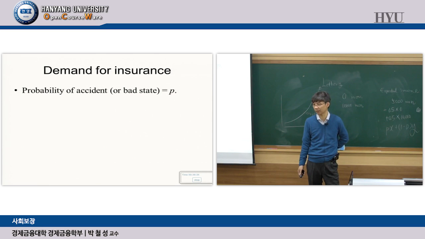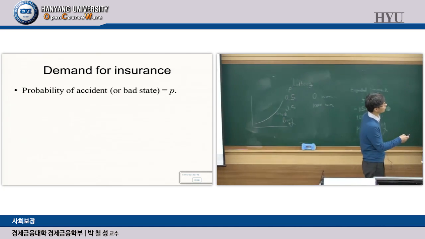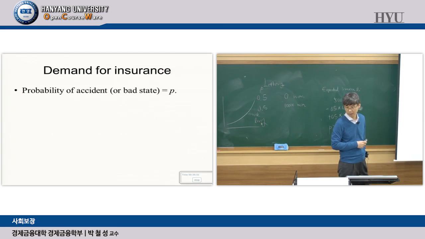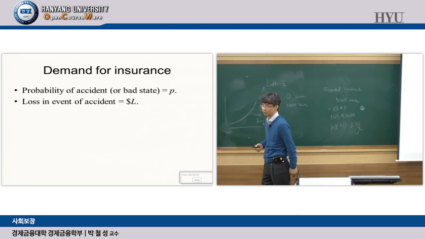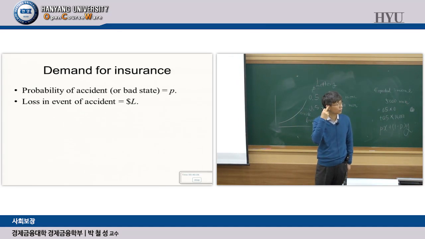It could be, for example, the probability of getting sick. Or it could be the probability of your house being on fire. Okay. The probability of a car accident. Whatever. Okay. And then let's say it happens with probability P. And if the bad thing happens, you will lose money. Okay? You lose L dollars.